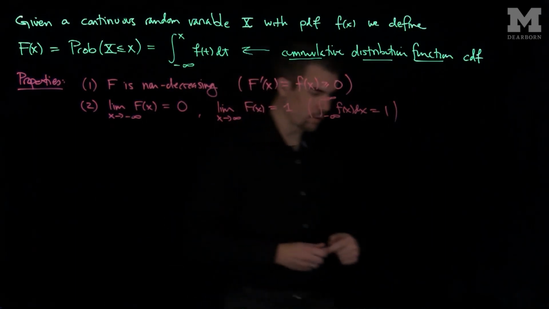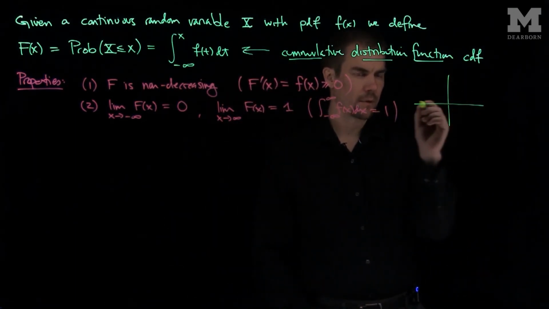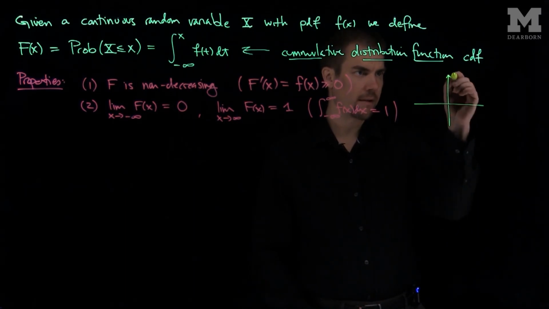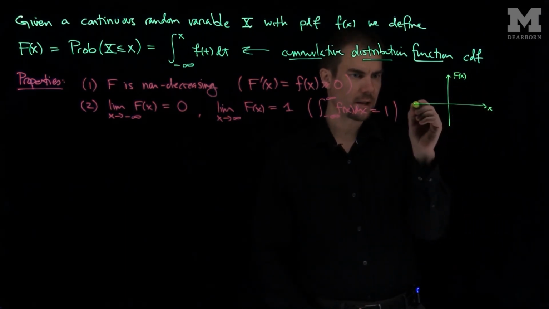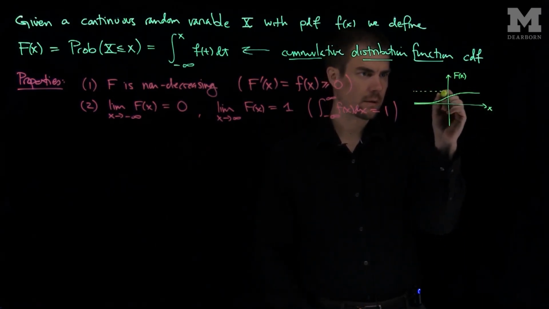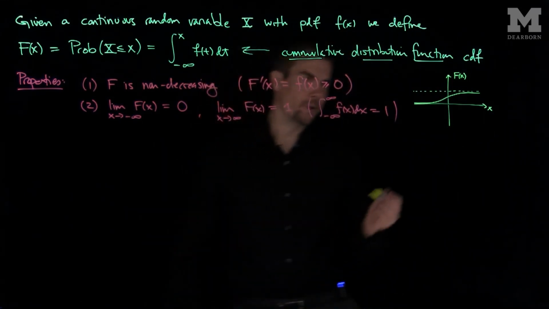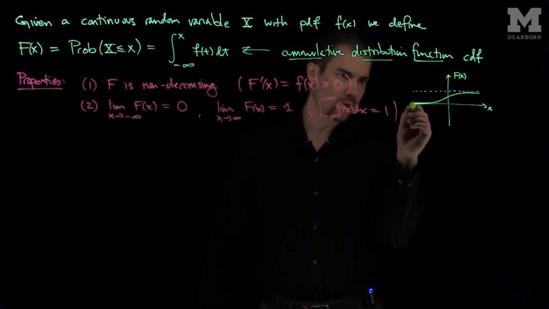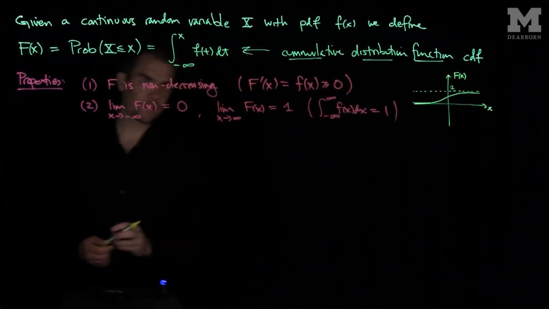And so we can see a typical graph of a CDF looks like this. So here's the F of x axis, and here's the x axis. CDFs look like this. Now that's a continuous CDF. There might be jumps in this, but the whole point is that it has to go to 0 as you go to negative infinity and tend to 1 as x goes to positive infinity.